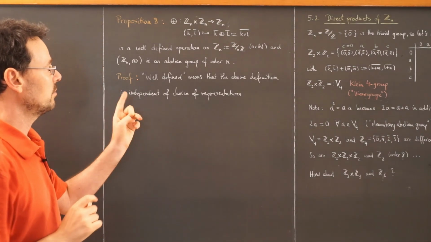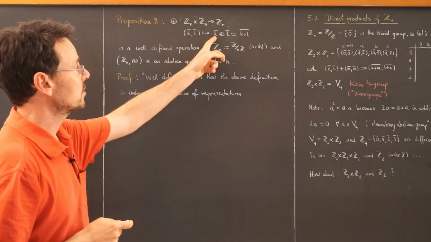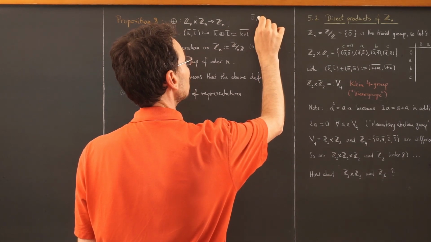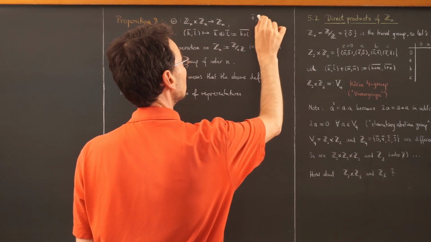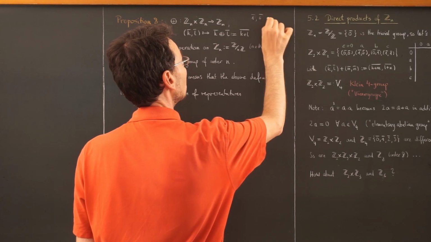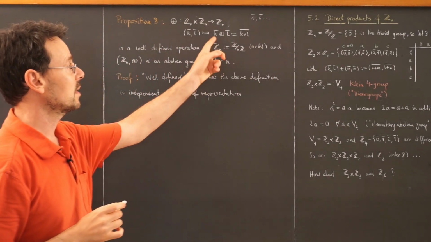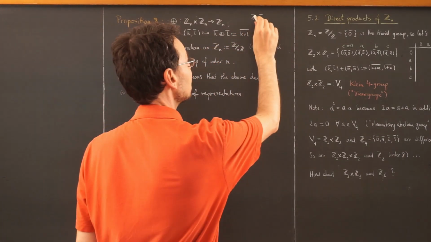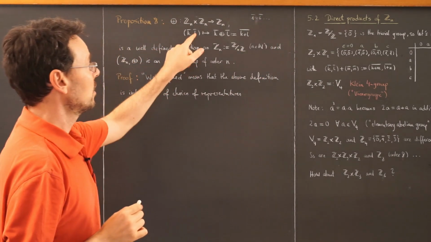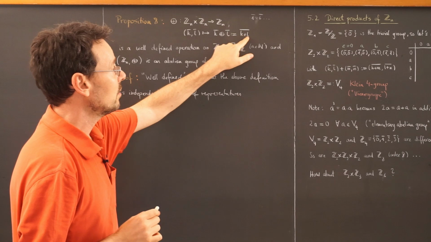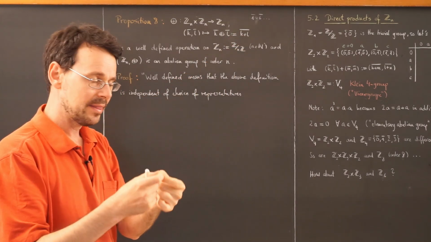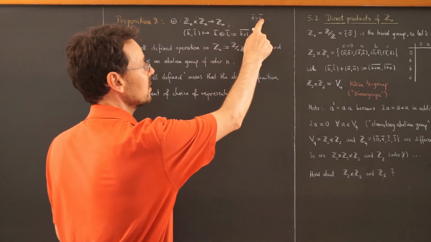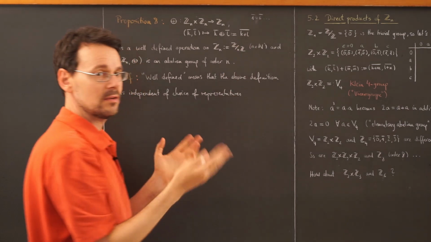Okay, well-defined means the following. There are many choices for this k here. For example, in Z mod 5Z, I could take 1, but I could also take 6, and they would give me the same residue class. Same here. Now here I take two representatives, k and l, add them, and then take the residue class. So it might be possible that for different choices of representatives, this gives me a different result.